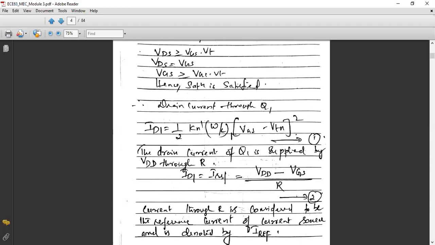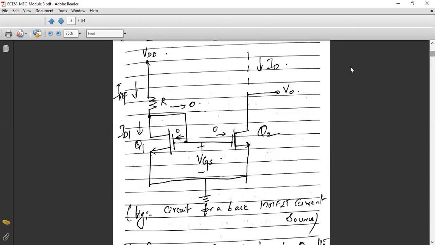Meanwhile, I told you ID1 is the same as I reference, because as you can see in the circuit diagram, I reference is a current that is flowing through this Q1. Similarly, ID1 is also the drain current flowing through Q1, which means these two currents are the same. So how can you write I reference?